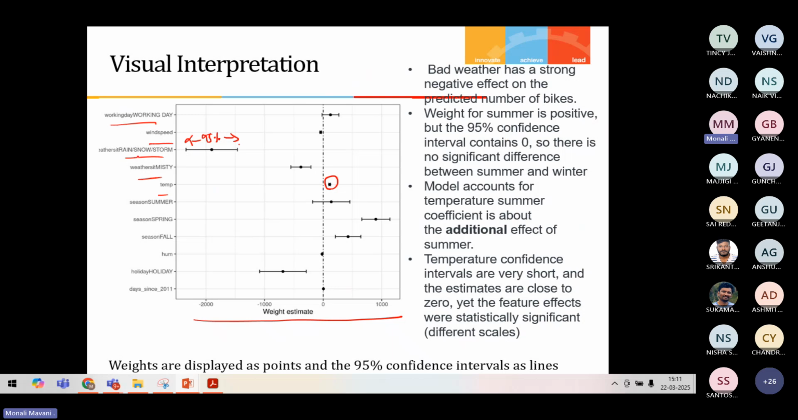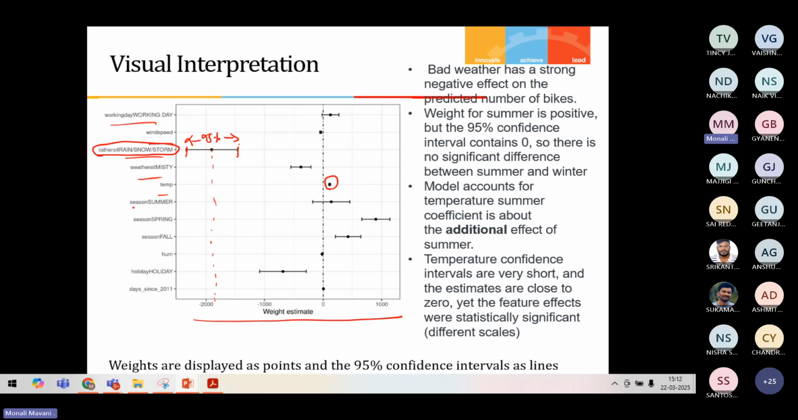Now look at this weight, weather, bad weather. You can say here, the 1900 less number of bikes would be rented, with its corresponding confidence interval, plus and minus here and there.